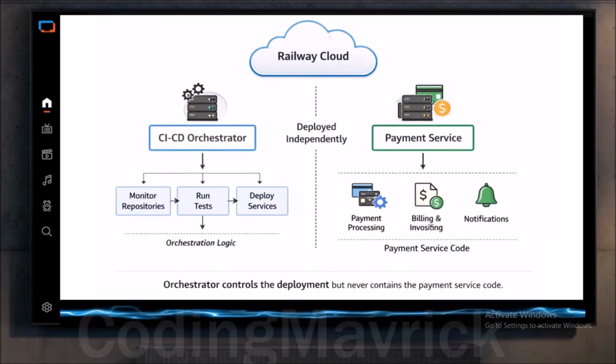Both the CI/CD orchestrator and payment service will be deployed independently on Railway Cloud. The orchestrator never redeploys itself and never contains the payment service code. Its only responsibility is the orchestration, deciding when and what to deploy.